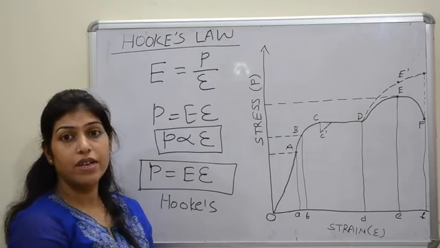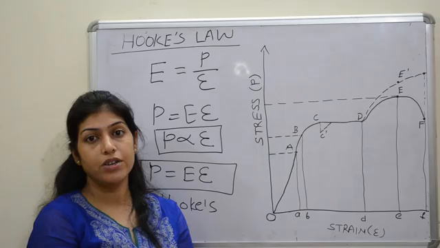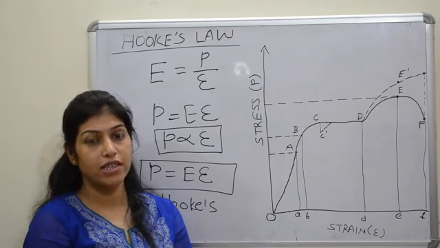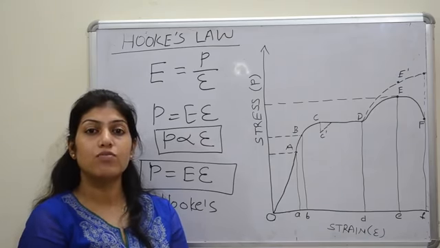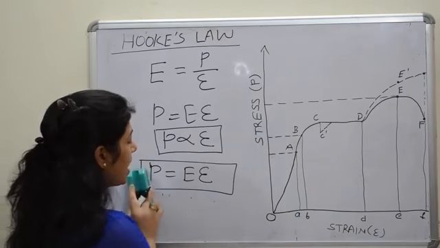In 1807, scientist Thomas Young introduced the constant of proportionality, which later came to be known as Young's modulus of elasticity.